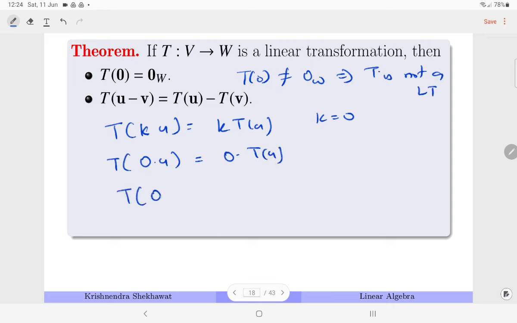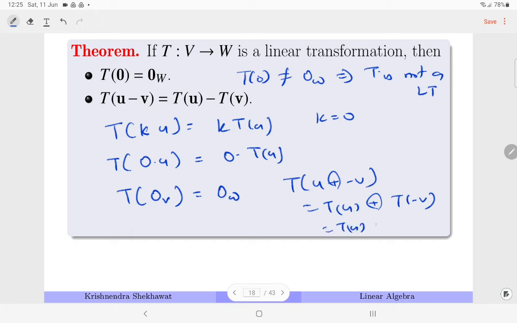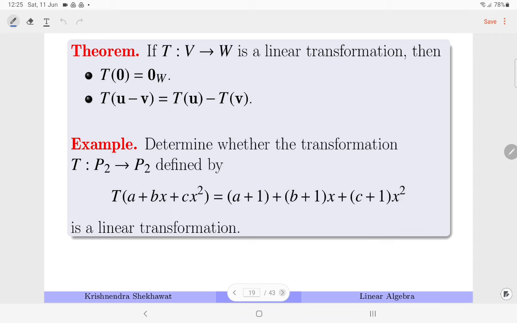T of 0 dot u becomes the 0 vector of V, and 0 dot a vector of W becomes the 0 vector of W. We did this property already related to the vector spaces. Similarly, using the property that T of u plus minus v, which is T of u plus T of minus v, you can write it as T of u minus T of v. So both are easy to prove.